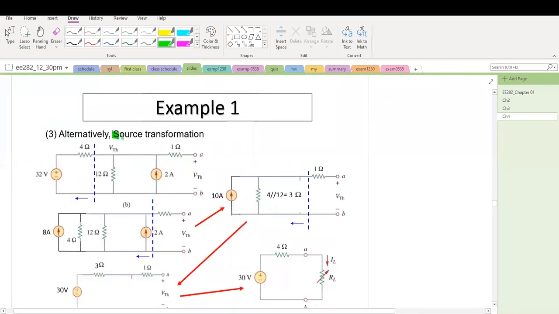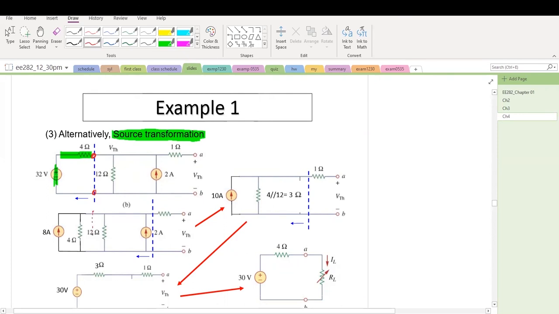The other way to obtain VTH is to use source transformation. Remember, for source transformation, we need to recognize whether there is any voltage source in series with a resistor, or any current source in parallel with a resistor. In this case, we found a voltage source in series with a resistor, so we're going to apply source transformation. When applying source transformation, we need to be very, very clear about the terminal. So this is the terminal, okay? Then these two elements here in series can be converted into a current source in parallel with the same resistor.